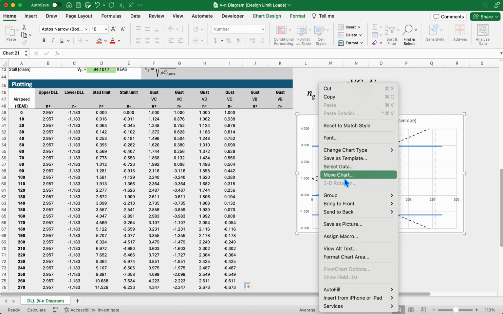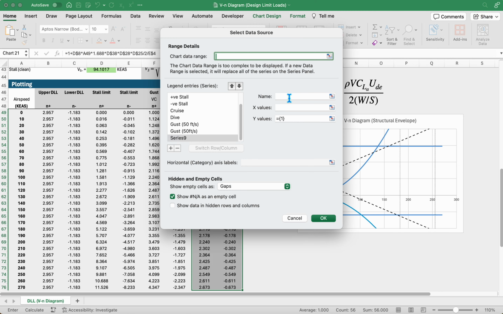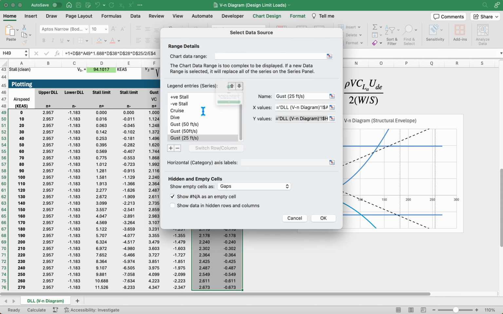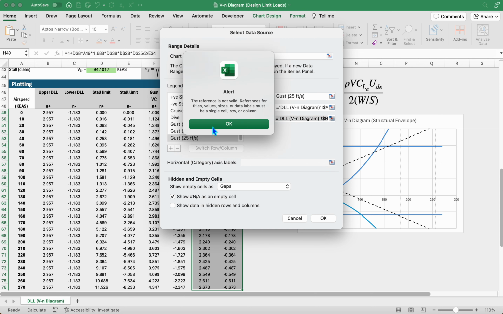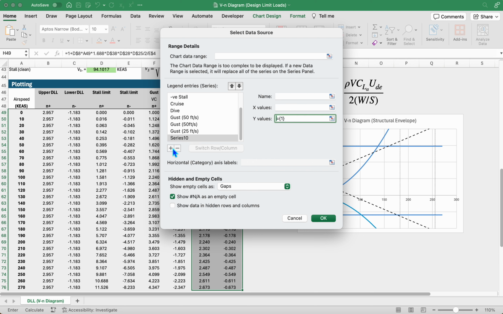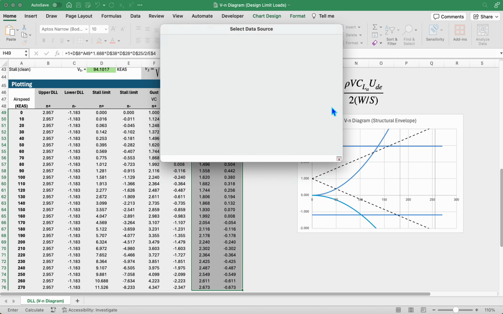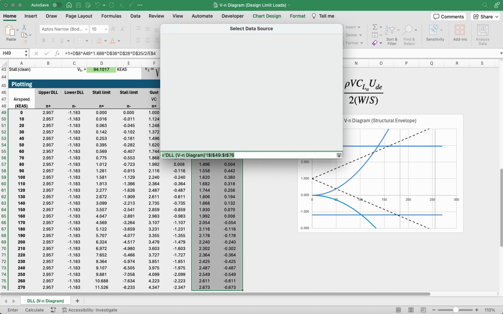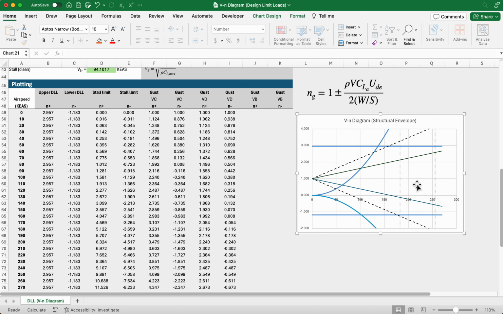So we've completed those. We'll add these to our plot. Gust 25 feet per second. I wonder. No. Have to do one at a time. 25 feet per second. X values. Y values. Okay, so we have our gust lines now.